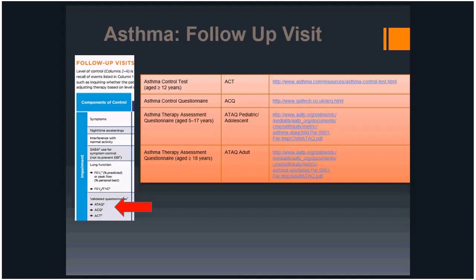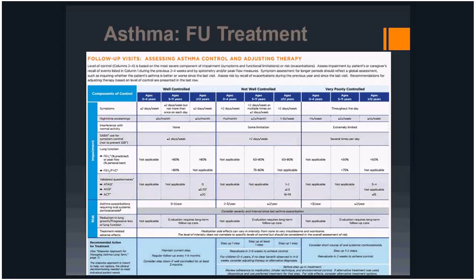You can see some are specific to some ages, some only focus on adults, some focus on peds, and so on and so forth. So again, once you determine the patient's control, are they well controlled, not well controlled, or poorly controlled, then you're going to determine their step therapy. And again, no need to guess. It is written in the guidelines for you, and it tells you whether you should step up, step down, maintain, and when you should see the patient back in the office.